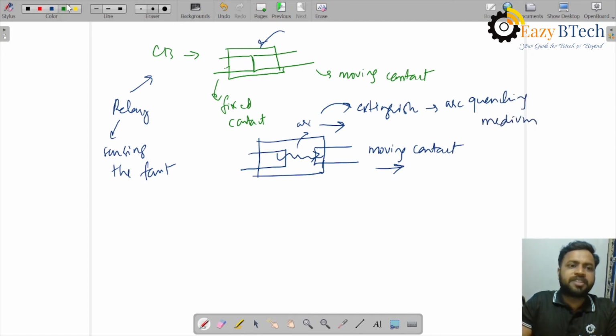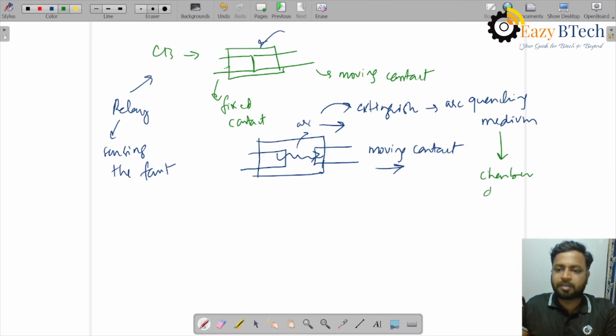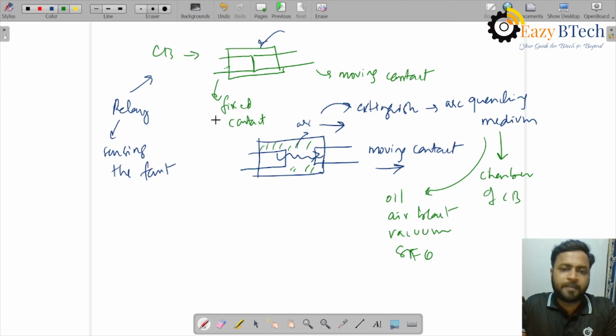So this arc quenching medium is present in the chamber of the circuit breaker. So here in this chamber, some arc quenching medium is present. This arc quenching medium may be oil, maybe a blast of air, maybe vacuum, maybe SF6 also, sulfur hexafluoride. We will study about this when we are discussing circuit breakers.